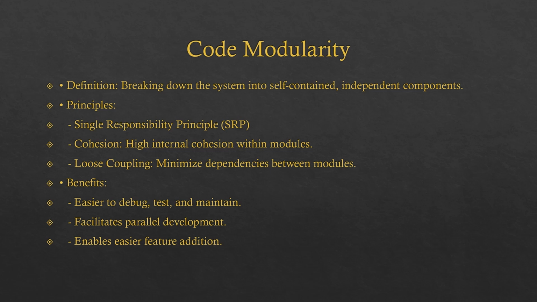On the other hand, loose coupling minimizes dependencies between modules, making them easier to modify independently. The benefits of modularity are clear. It makes our code easier to debug, test, and scale, while also supporting parallel development efforts.